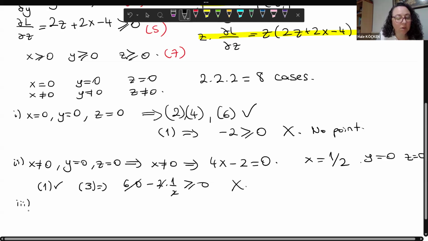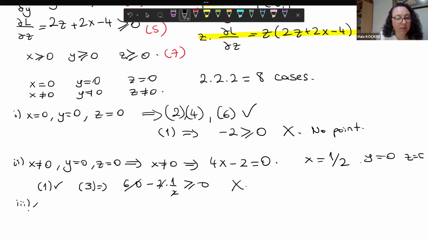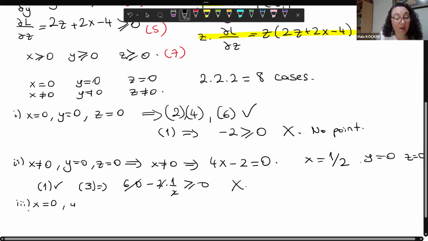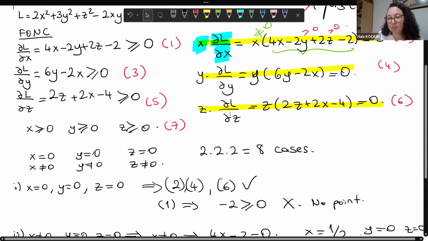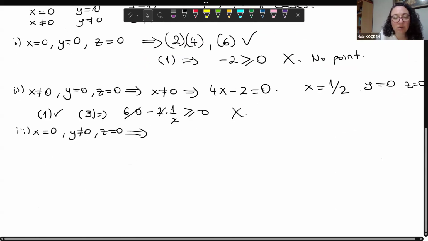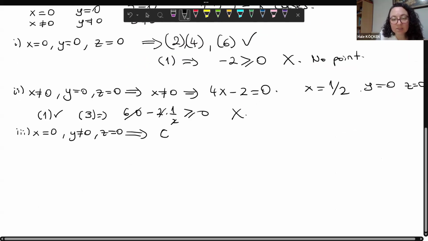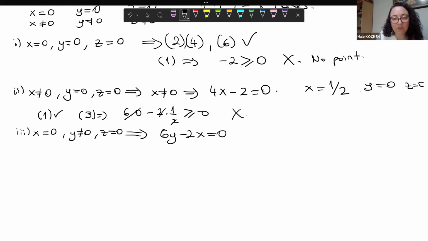Third, I'm checking that x is 0, y is different from 0, z is 0. If y is different from 0, the derivative with respect to y, which is 6y minus 2x, must be 0. It tells me that if x is 0, then y results in 0 also. So again, you assumed that y is different from 0, but you didn't reach a point that has a positive y value.